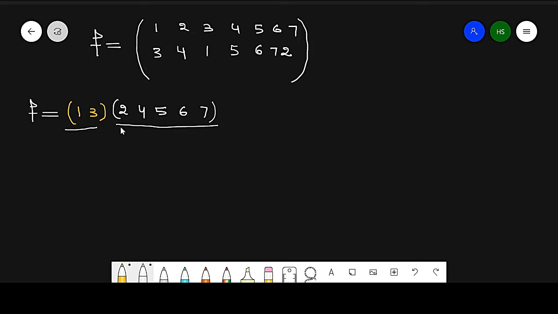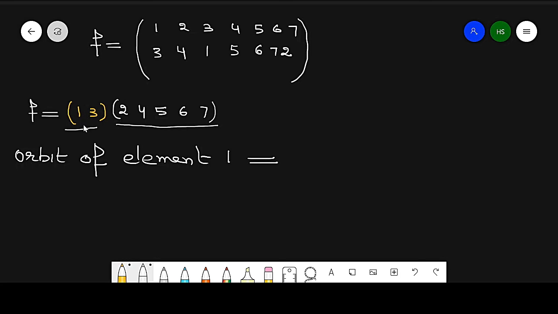So it is a transposition and it is a cycle of length 5. Now how can we find the orbit? The orbit is basically the cycle to which an element belongs. Now what is the orbit of element 1? Choose the cycle to which 1 belongs.